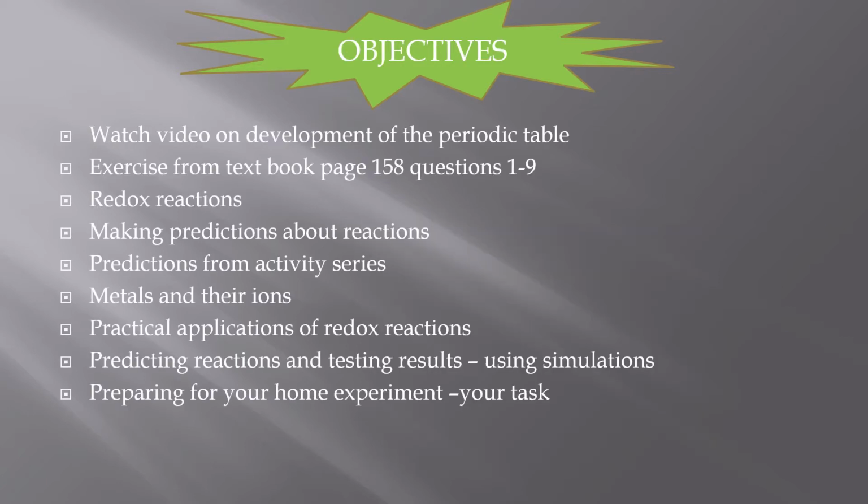So our objectives today: we're going to watch a bit of a video to recap the periodic table. We're going to look at some exercises from our textbook, which is the Jacaranda book we've been following. We'll have a look at some redox reactions and make some predictions about reactions, because that's the point of doing this, to work out how a reaction is going to occur ahead of time. Look at metals and ions. An ion is basically a charged particle, as in it's gained or lost electrons, and some applications of this. And we'll have a look at an experiment that we'll check out next lesson.